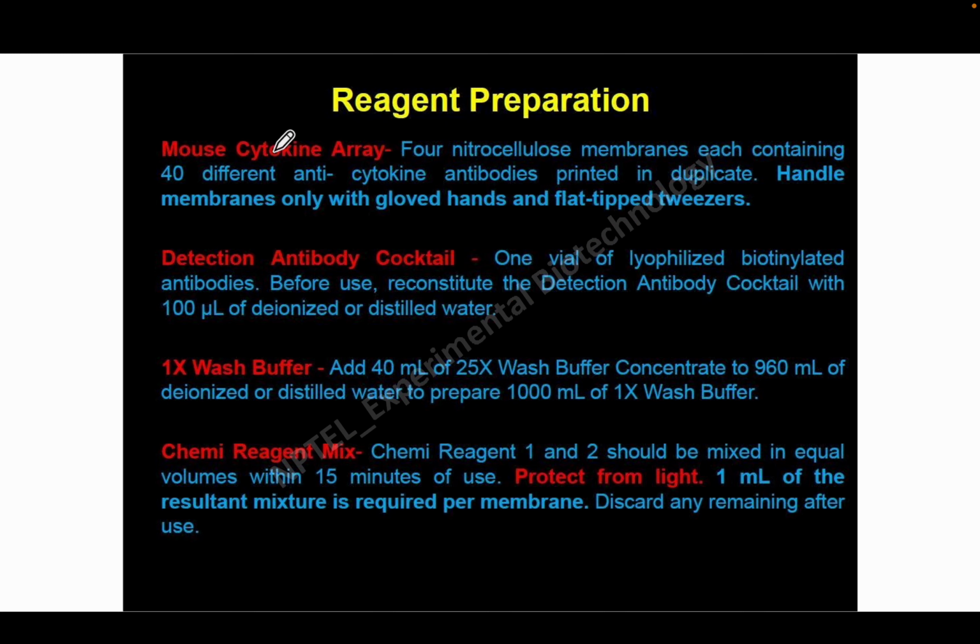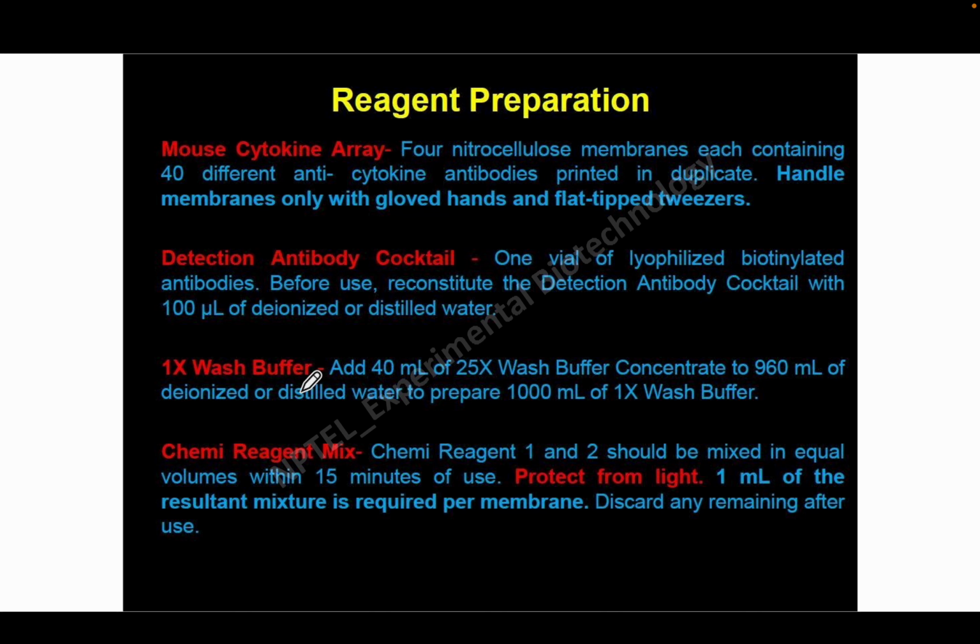Reagent preparation: mouse cytokine array, 4 nitrocellulose membranes each containing 40 different anti-cytokine antibodies printed in duplicate. Handle membranes only with gloved hands and flat tip tweezers. Detection antibody cocktail: 1 vial of lyophilized biotinylated antibodies. Before use, reconstitute the detection antibody cocktail with 100 microliters of deionized or distilled water.